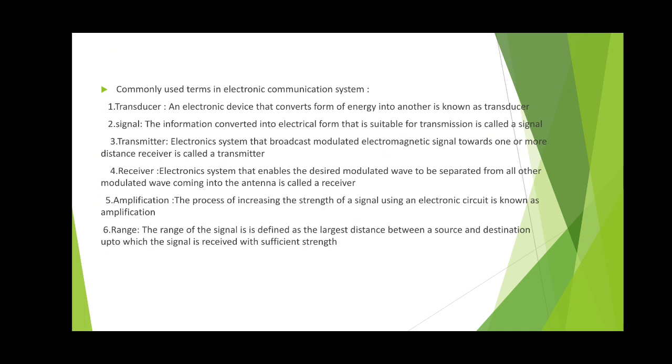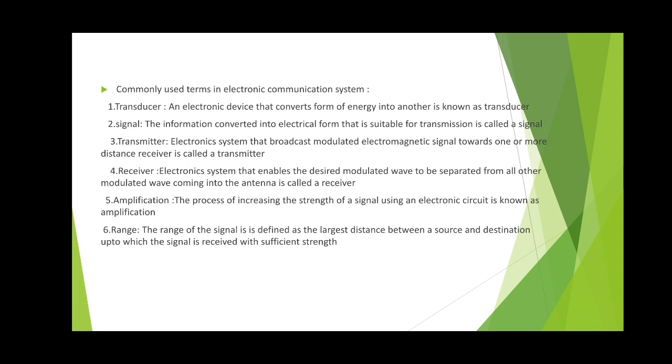Then what is meant by amplification? Amplification is necessary in electronic communication. The process of increasing the strength of a signal using an electronic circuit is known as amplification. So the electronic signal strength should be increased in order to transmit over a long distance. The electronic circuit is called an amplifier.